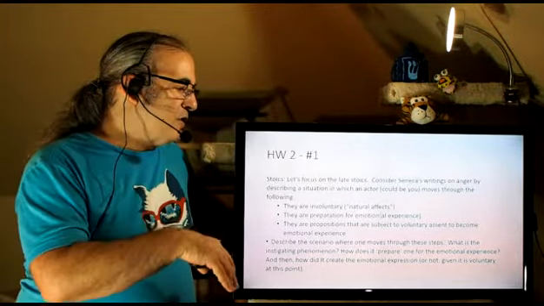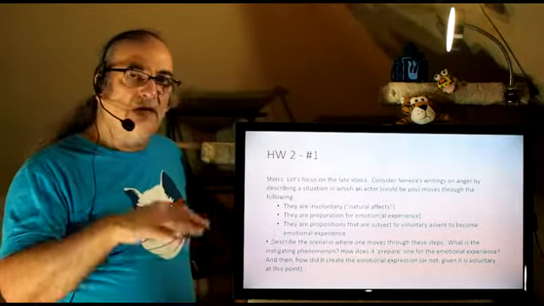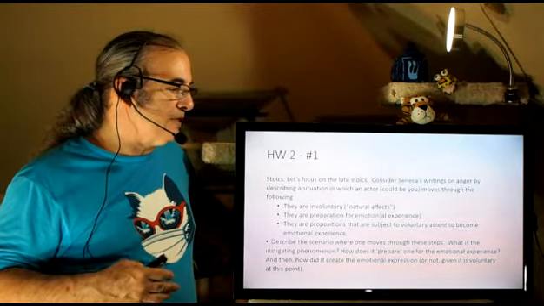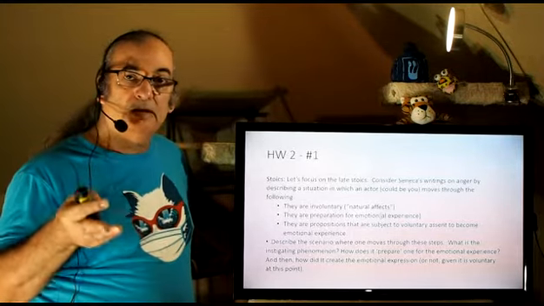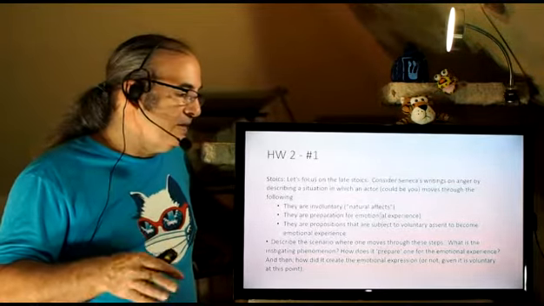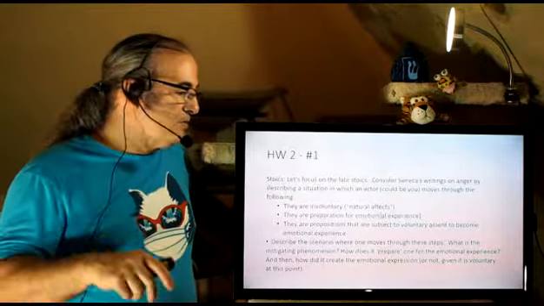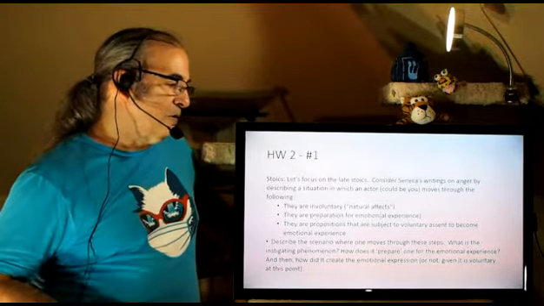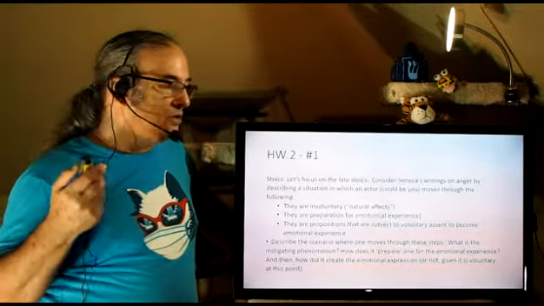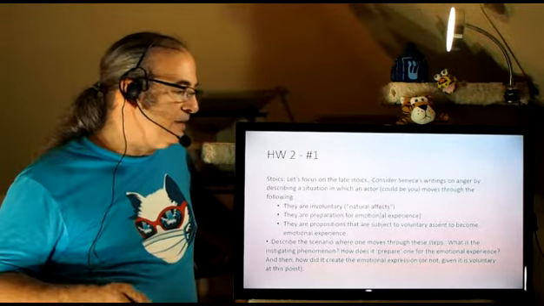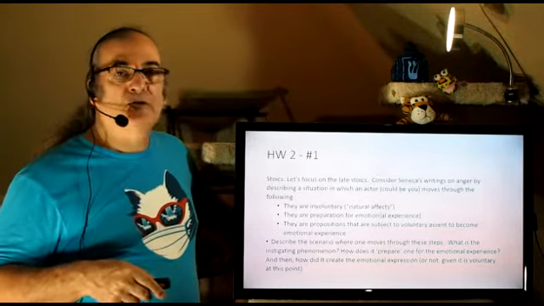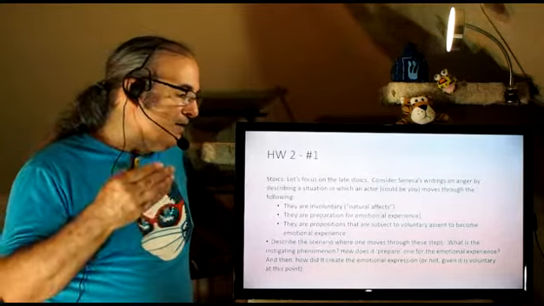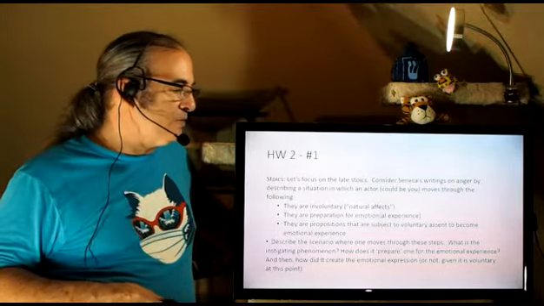Okay. The Stoics, let's focus on the late Stoics. So if you like the Stoics, go with the Stoics. Consider Seneca's writing on anger by describing a situation in which an actor, and that could be you, but you don't have to admit it, right? Or you can make something up, moves through the following. So within this scenario, something's going to arise, a natural affect that is labeled involuntary. Explain how that works. Their preparation for emotional experience, and explain what that might be and how it prepares one, right? How the affects are consistent with the coming emotional experience.